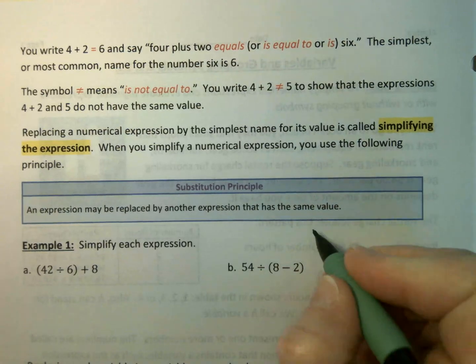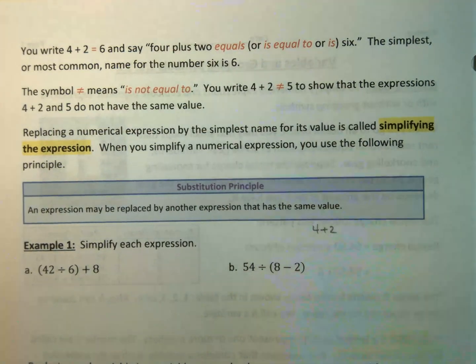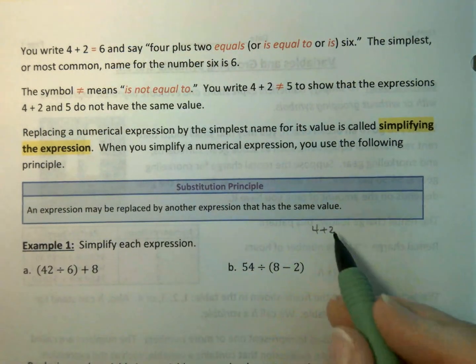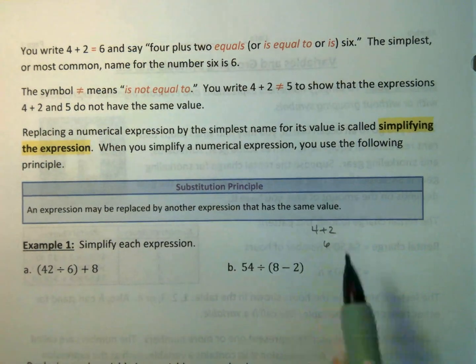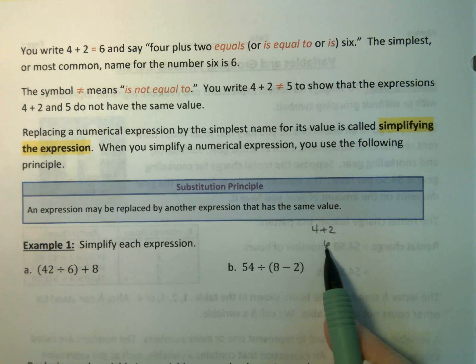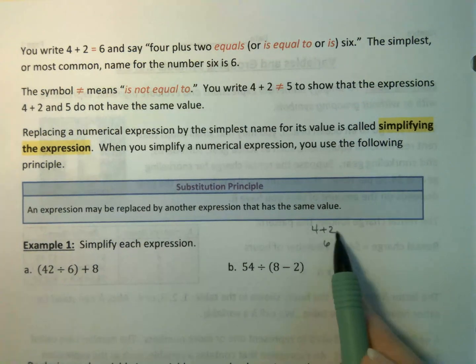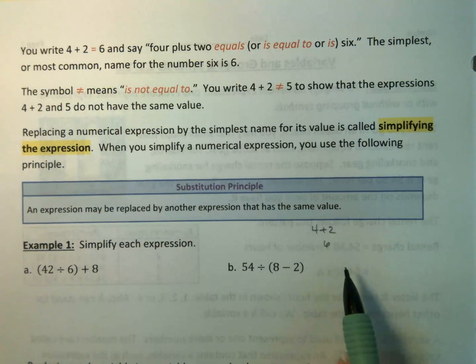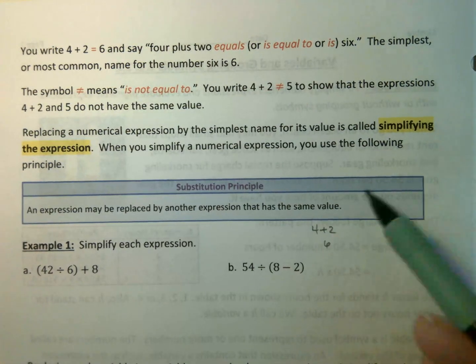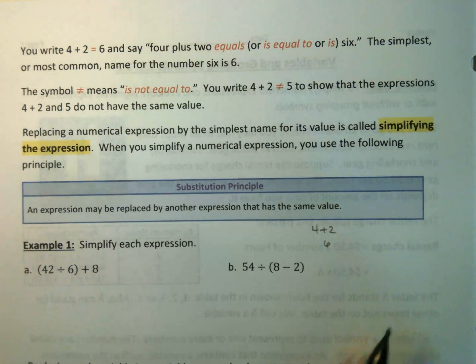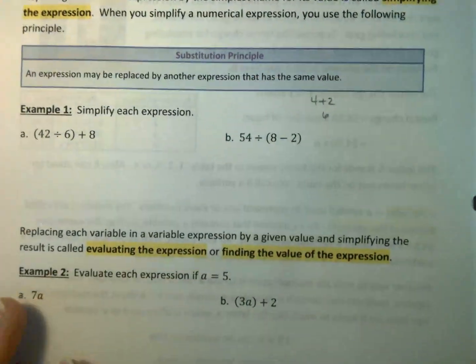So basically what that's saying is if I have 4 plus 2 and I want to simplify that, I can substitute in the value 6 because it's simpler, it has fewer terms, but it represents the same number. So anything that represents the same thing, I can substitute back and forth. So let's look at some examples here.